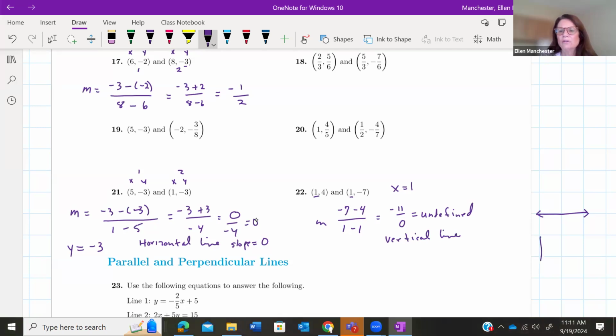So if you have a vertical line, you have all the rise in the world, but no run. It doesn't go right or left. So vertical line slope is always undefined because it has no run. Okay.